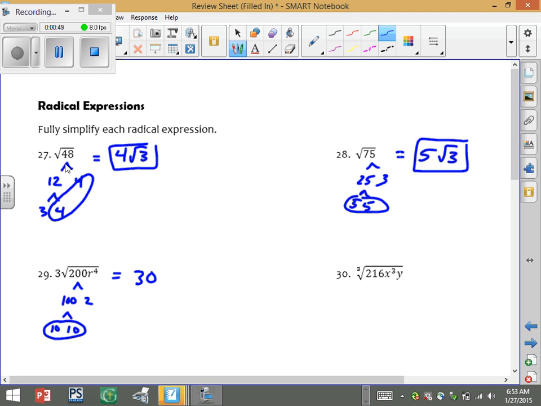There are 4 r's underneath. They can all, quote-unquote, make a break for it. 2 will get out, and then you get that 2 that gets left behind underneath the radical.